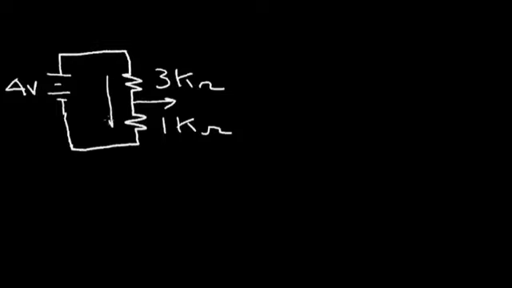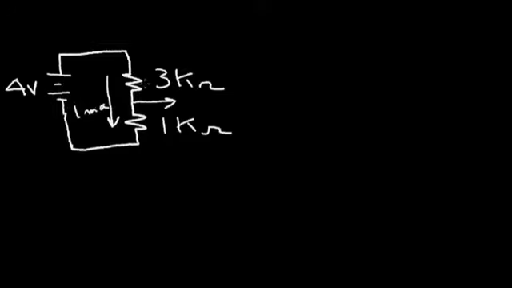Let's make the battery voltage again 4 volts. Let's make this resistor 3,000 ohms, and let's keep the math simple and make this resistor 1,000 ohms. Let's ask ourselves, what is the voltage between the resistors? So we can add up the resistors in this circuit, since they're in series, and get the equivalent resistor, which is 4K. And 4 volts divided by 4K is 1 milliamp of current.